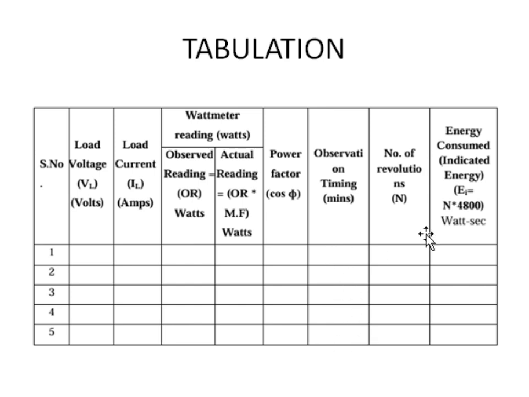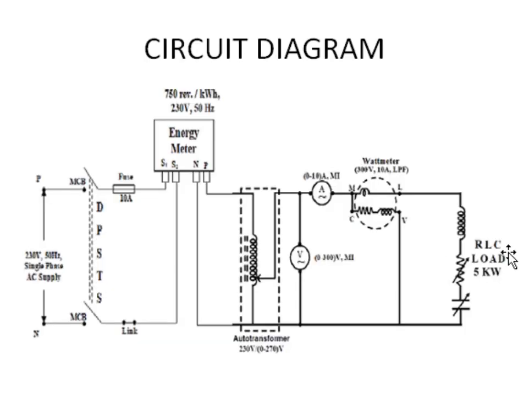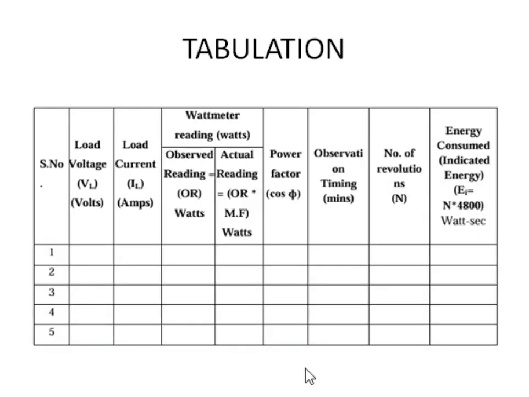Suppose we take 1 minute, then the number of revolutions. In 1 minute, in the load on condition, the single phase induction type energy meter has one disk. The number of rotations the disk completes is taken down and noted here as the number of revolutions. This is the energy consumed indicated. So EI is equal to N into 4800, where N is the number of rotations. That value into 4800 will be noted here.